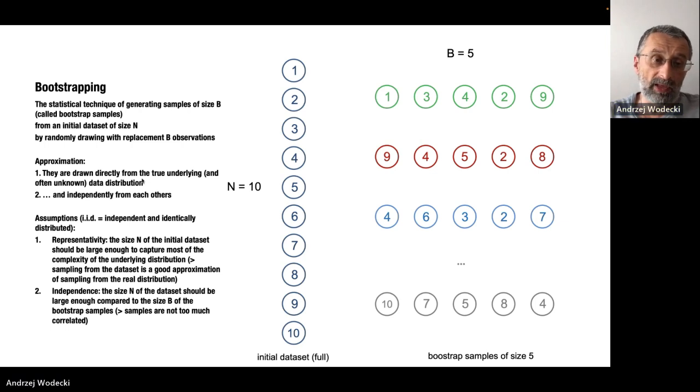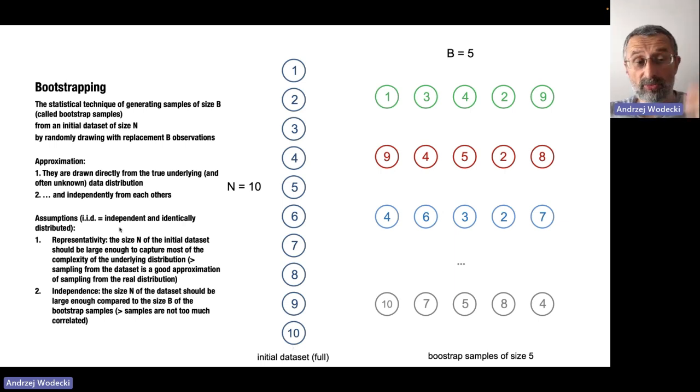The assumptions are the following. The initial data set is large enough to capture most of the complexity of the underlying distribution. So in our case, the underlying distribution will be, for example, all our customers, and our training data set will be a sample of those customers, like, for example, all those customers for whom we have the history. And later on, when we train different models, we will train those models on bootstrapped samples of smaller size taken from this initial data set.